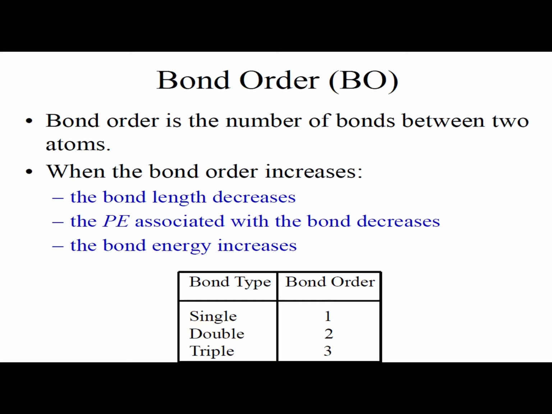Bond order is the number of bonds between the two atoms. So when the bond order increases, the bond length decreases, and the potential energy decreases, we had said that. So if this is our highest bond energy, or for the purpose of my argument, highest kinetic energy, it's going to have the lowest potential energy. Hopefully that makes sense.